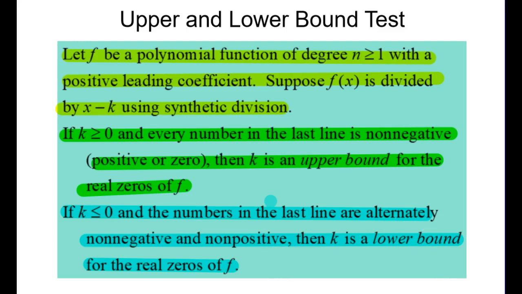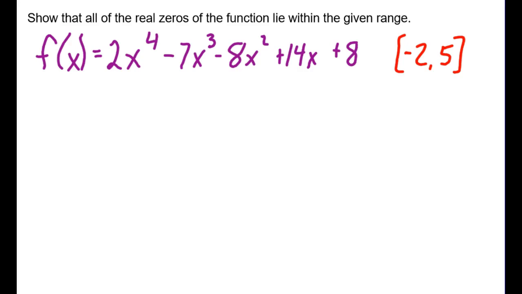So we're going to start with a polynomial, divide it using synthetic division, using two endpoints, a lower bound and an upper bound, and then use synthetic division and these ideas to verify that it is a lower bound or an upper bound. In this last example, we want to show that all the real zeros of the function lie within the given range. We have f of x equals 2x to the fourth minus 7x cubed minus 8x squared plus 14x plus 8, and the given range is negative 2 to 5 with these endpoints included.